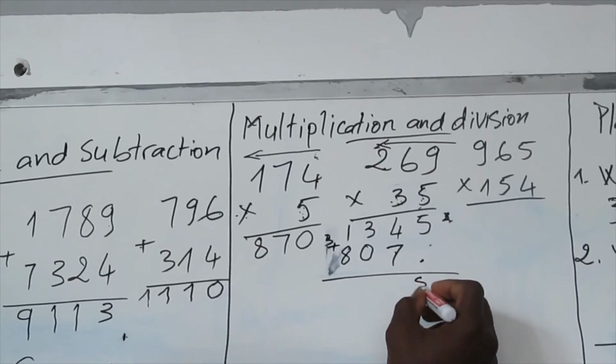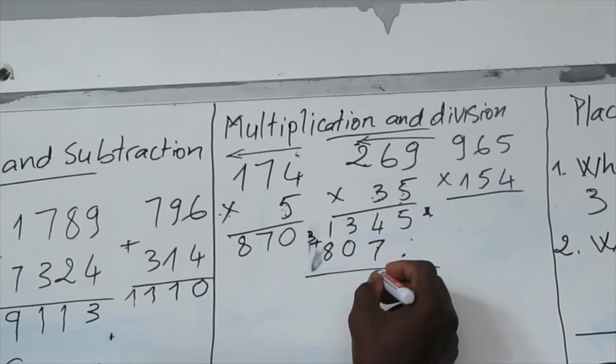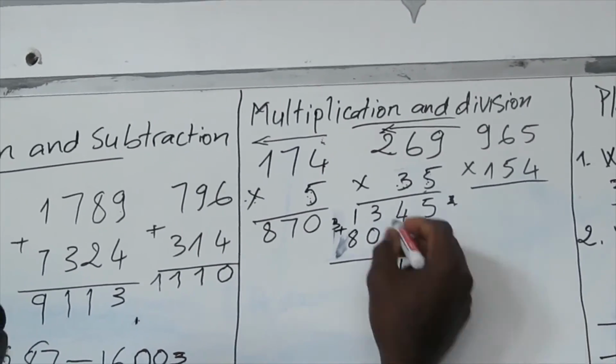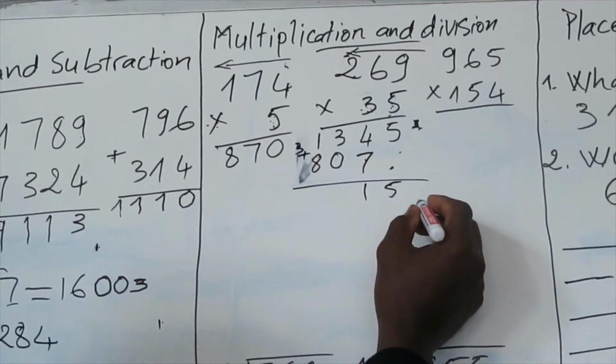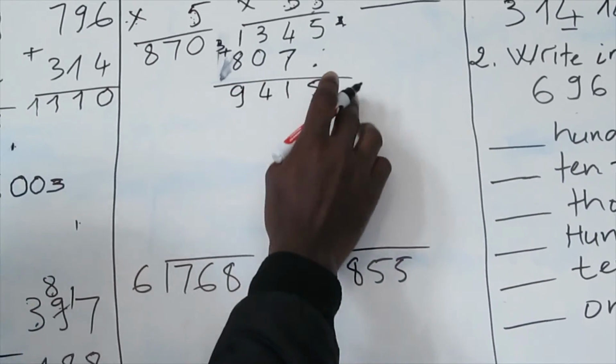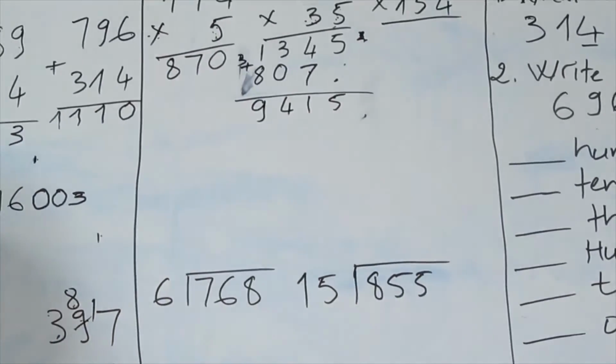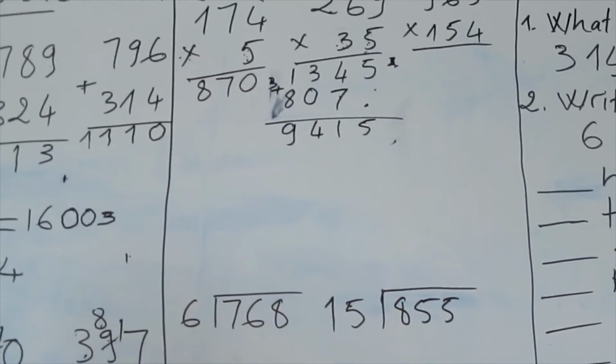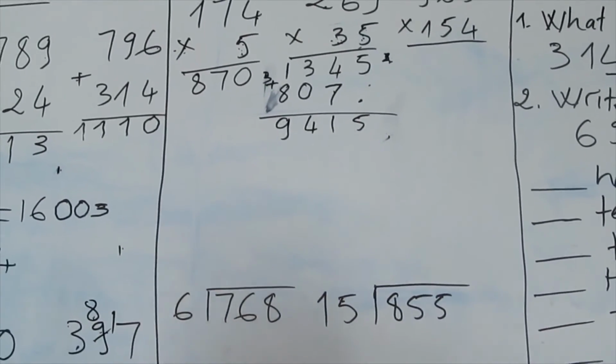5 plus nothing, 5. 4 plus 7, 11. 1, you carry 1. 3 plus 0, 3. Plus carry 1, 4. 1 plus 8, 9. Yes, our answer. As you can see, it's our answer. We can carry on with the last one.